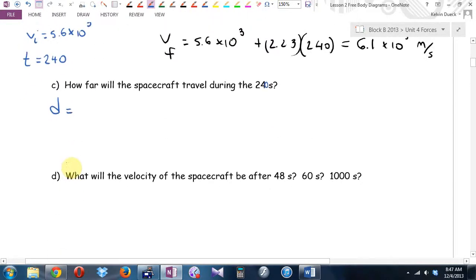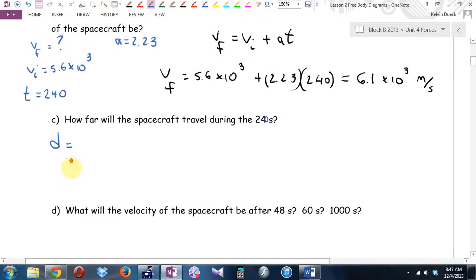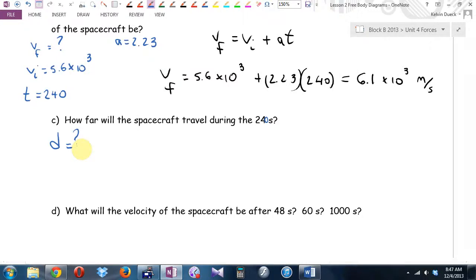I'm looking for an equation that has a d in it and some other stuff, because it looks like I have v final, v initial, t, and I have every possible thing I need. So I can use any equation that has a d in it. Hey, let's pick one that already has the d by itself. Sure, let's use our good old d equals v_i t plus a half a t squared.